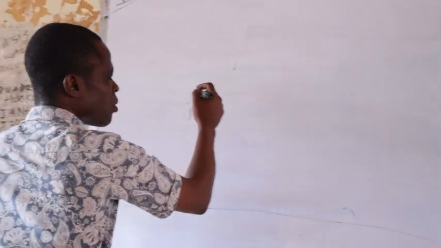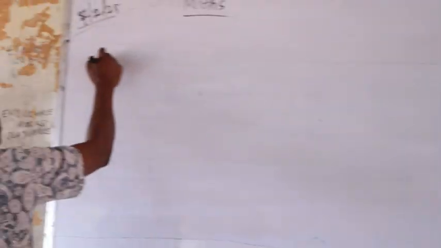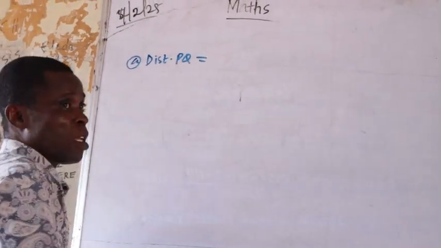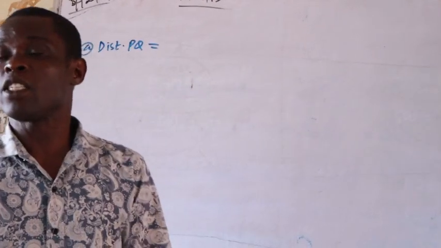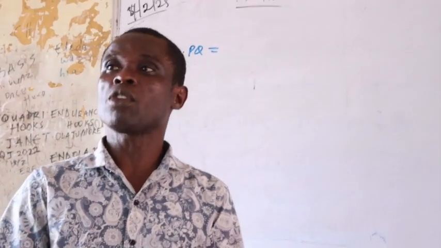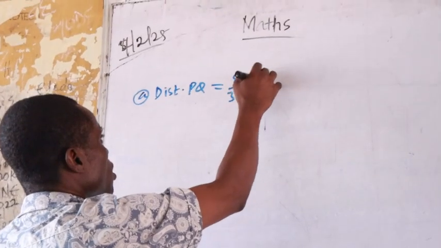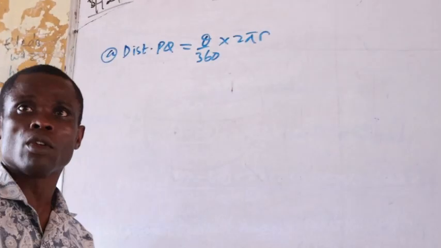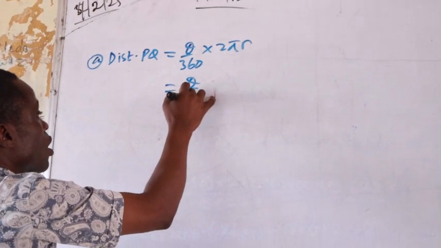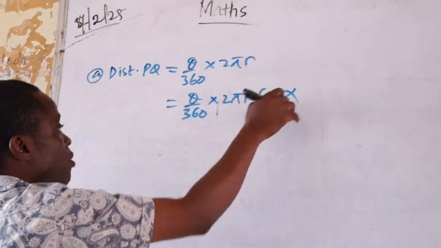Distance PQ. There's no need to write along the parallel of latitude. Once you write distance PQ is equal to theta over 360 times 2 pi small r, it shows that the two of them lie on the parallel of latitude. You all know the reason why it is small r: it is a small circle. Then you change this to theta over 360 times 2 pi big R cos alpha.